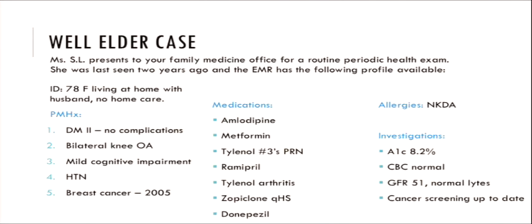And then her A1C isn't great control, but I'm not super worried about it. And her GFR is 51, which is a very normal physiological thing in the elderly, but that's a diagnosis of exclusion, right? Chronic kidney disease due to aging is a diagnosis of exclusion.